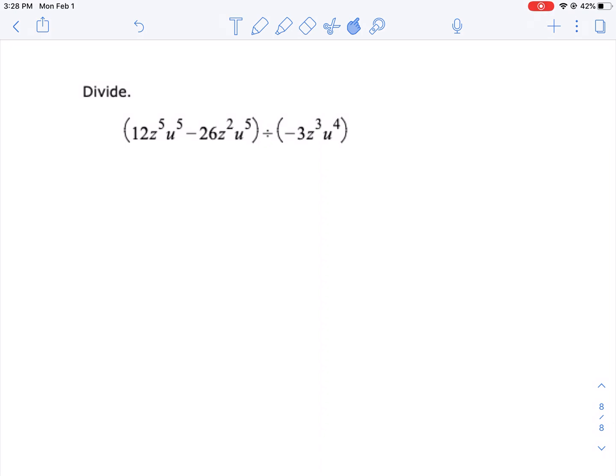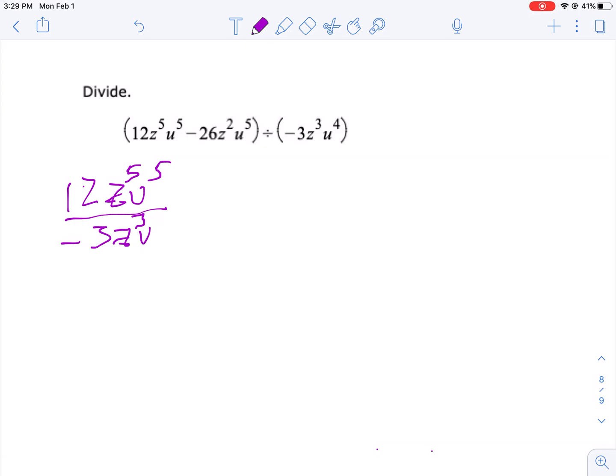Finally, we're going to divide these. Since we're dividing by just one term, I think I'm going to write it as a fraction. So we have 12 z to the 5th u to the 5th, all over negative 3 z cubed u to the 4th, minus 26 z squared u to the 5th.